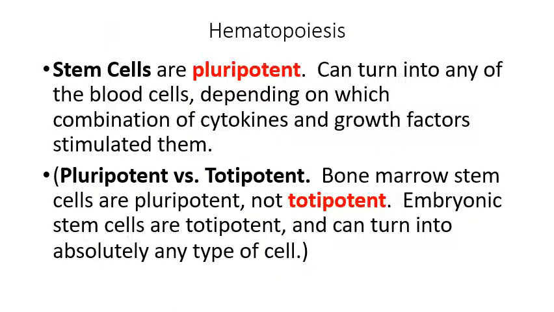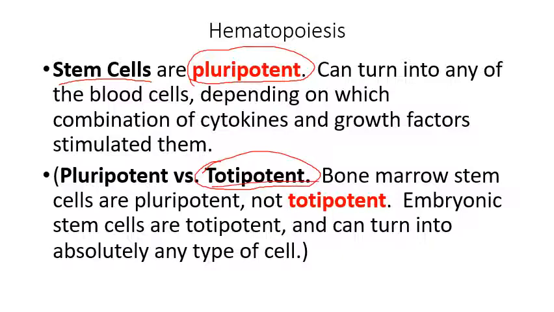Stem cells, bone marrow stem cells, hematopoietic stem cells, are said to be pluripotent, which means that they have the ability to turn into any of the blood cells, but not into any of the cells in the body in general. The difference between pluripotent and totipotent, which you see down here: totipotent cells have the ability to turn into any type of cell in the body. So hematopoietic stem cells can turn into any one of the blood cells. That's called a pluripotent stem cell, or pluripotency.